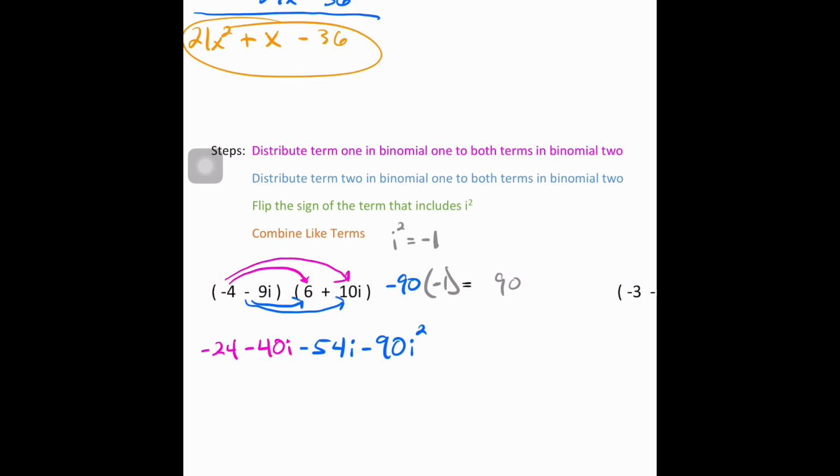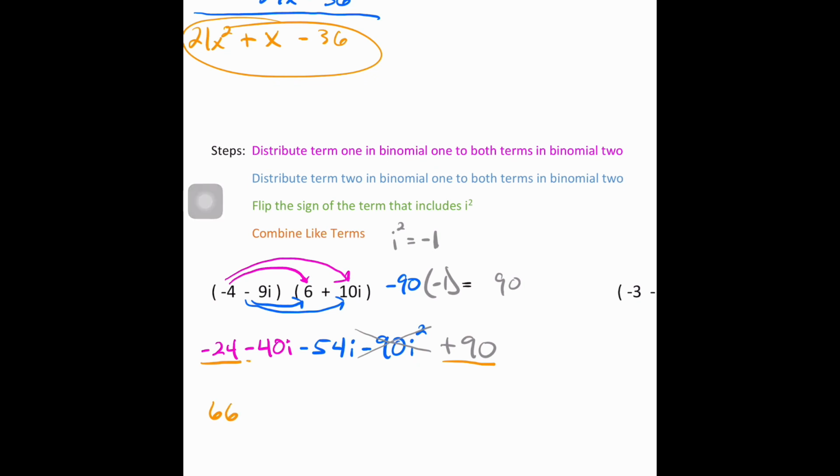Now, what I like to do is auto cross that out so I know it's gone, and I just put plus 90. Now I look at what I can combine. I always like to start with the real numbers, the ones that don't have a lone i with it. So we'll start with the -24 and the positive 90. When we read that as a group, it's just -24 plus 90, that will give you 66.